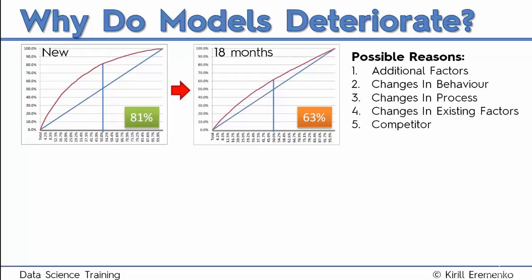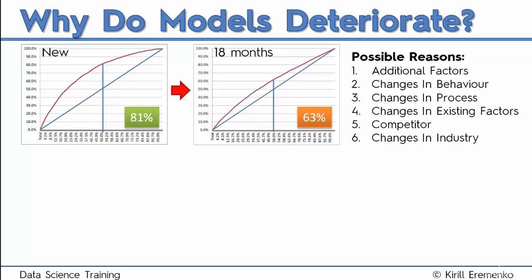Competitor. Maybe a competitor entered the market, or multiple competitors have been entering the market and they have been changing things, or they've been taking a share of your customers, and more customers have been leaving disproportionately more than what the model is expecting.